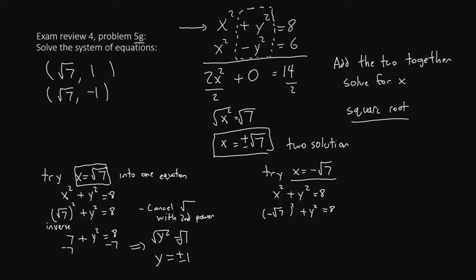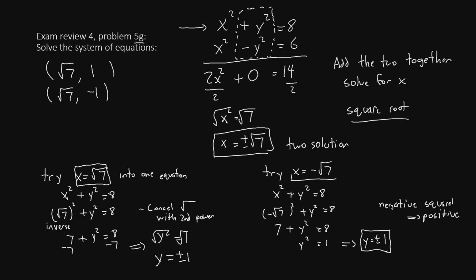Once again, the square root and the square cancel, and when you square a negative number, that means it becomes positive. So once again, root 7 squared becomes 7 plus y squared equals 8. This is the same thing we had last time. We know that y squared equals 1, and therefore y is equal to plus or minus 1.